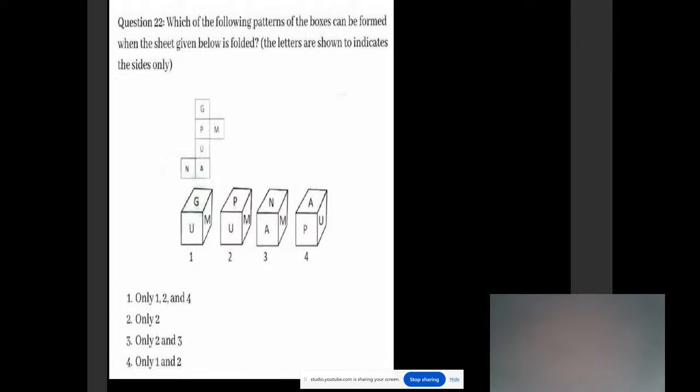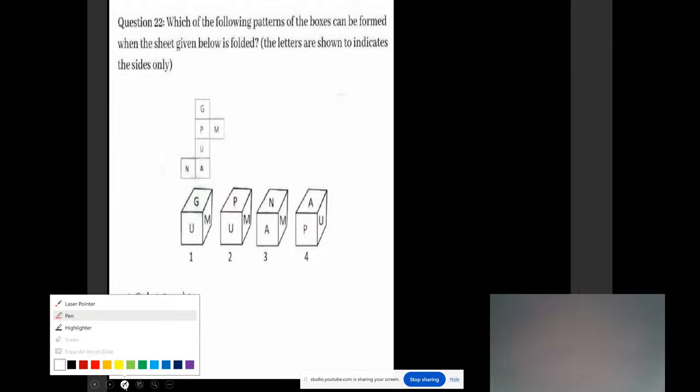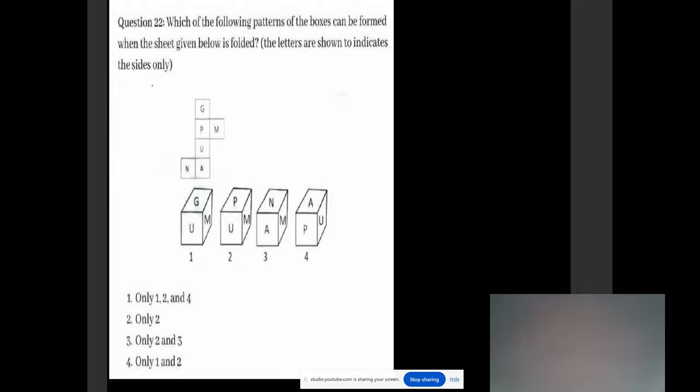Second one. This comes under cubes and dice. We also see this frequently. If you want, you can zoom the screen so that the question will be visible to you clearly. We should check which of the following patterns of the boxes can be formed when the given sheet is folded. So when the given sheet is folded, which of the following boxes can be formed? That is the question. So this is the sheet given. If you fold that sheet, which of the following boxes can be formed from the given options? 1, 2, 3, 4.